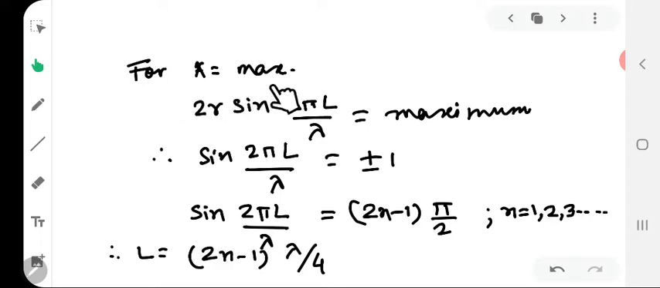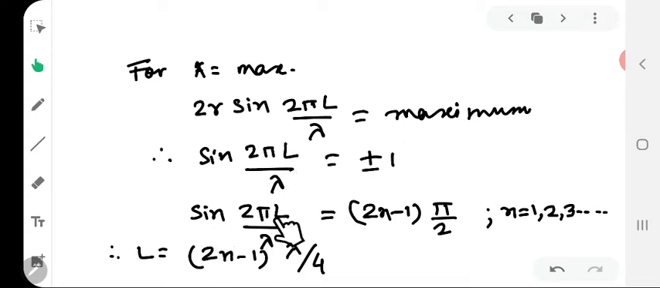So for amplitude to be maximum, obviously the argument for sine has to achieve a maximum value. So sine 2 pi L by lambda is equal to plus minus 1, since an antinode is formed at x equal to L.